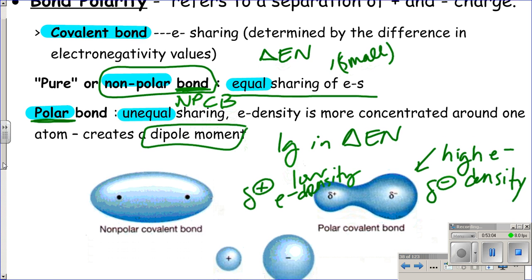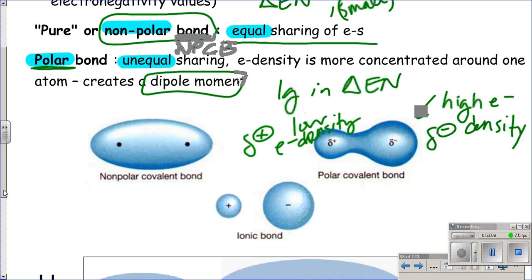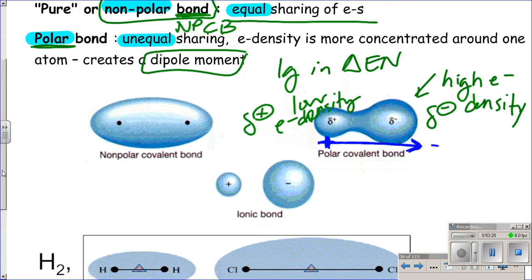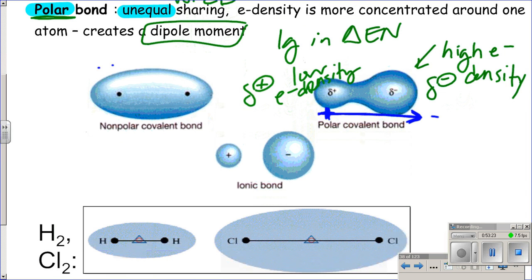We usually indicate it, if it's asked for, by writing above or below the bond an arrow with a hash mark on the positive side, because it kind of looks like a plus sign, and then an arrow pointing towards the negative region. So see the differences here between the electron clouds. Same ends, so we have a nonpolar covalent bond. We have two different ends, so a polar covalent bond.